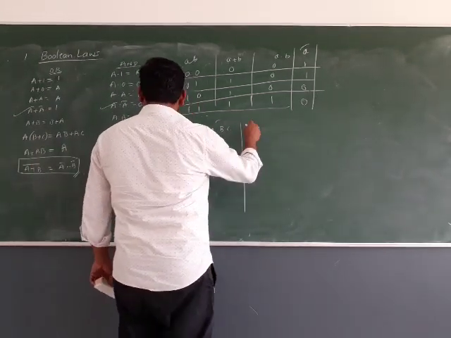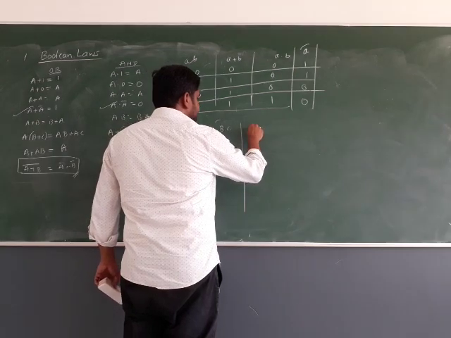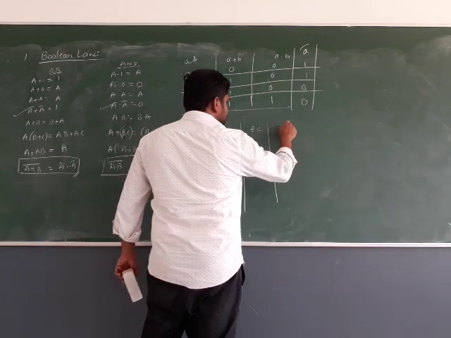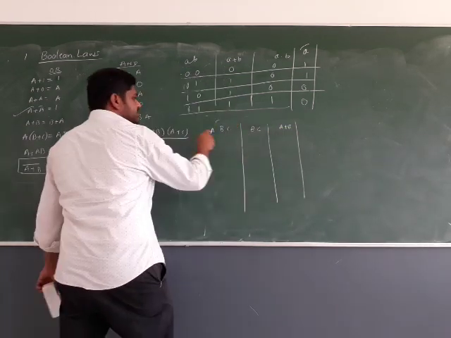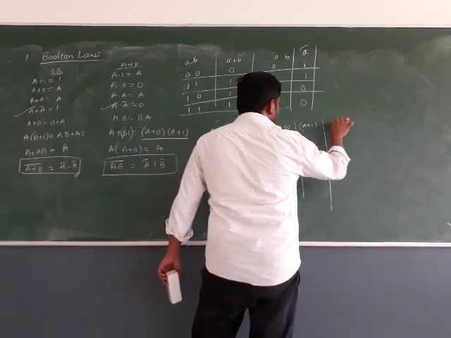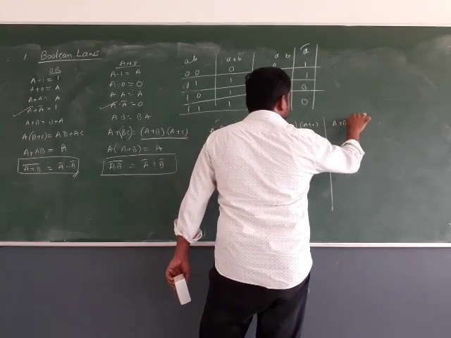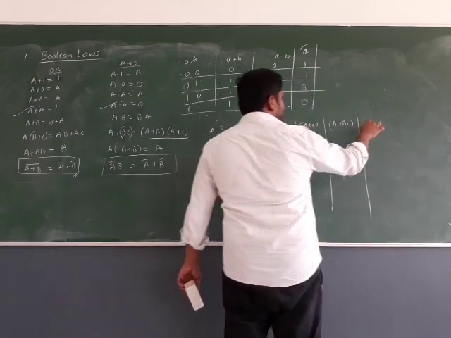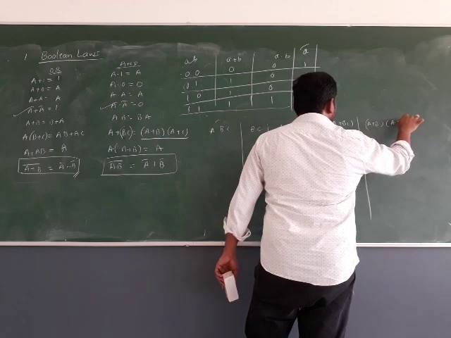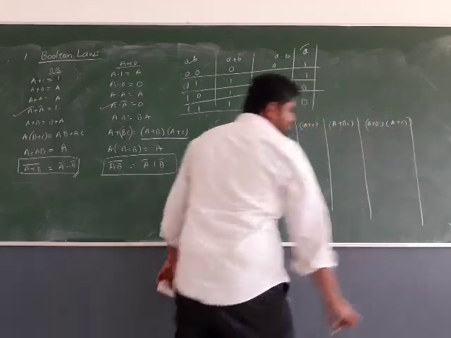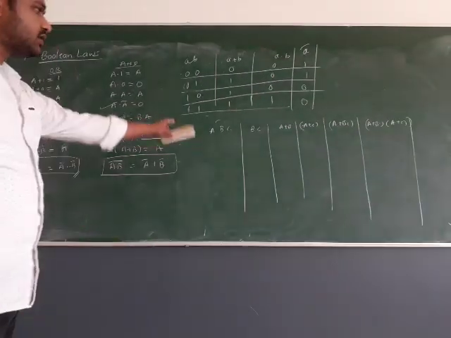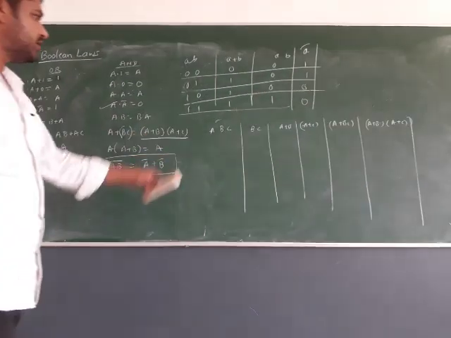Next, A, next term B, C, next term A plus B, next term A plus C, last column A plus BC, and the very last column A plus B into A plus C. Whether this will hold correct or not, actually you have tried in your DMS. Still, I will also consider it in this problem.